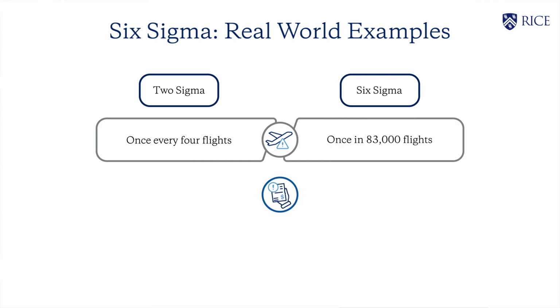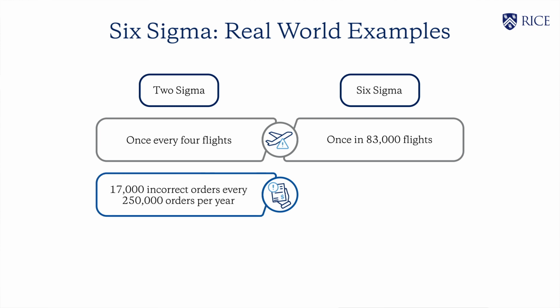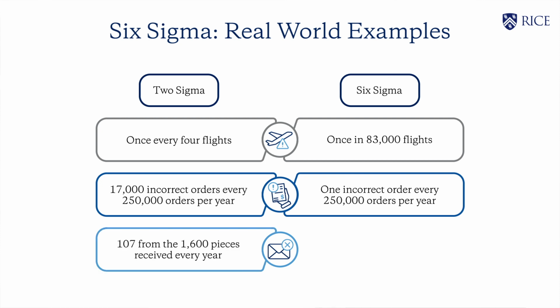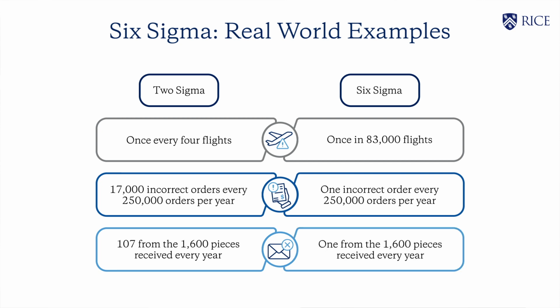If you look at errors in business orders, and if you have 250,000 orders per year in a 2 sigma system, you have 17,000 incorrect orders. In a 6 sigma system, you have 1. If your business receives 1,600 pieces of important mail every year, in a 2 sigma system, 107 pieces of mail are going to be lost. In a 6 sigma system, only 1 piece of mail is lost.